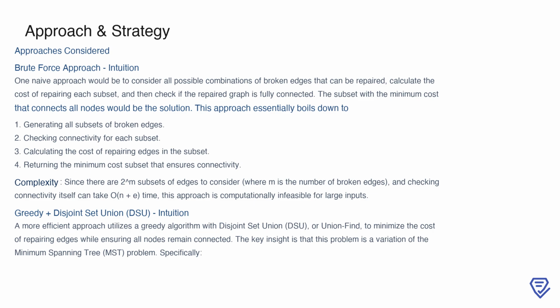Shifting gears, a more efficient strategy involves using a greedy algorithm combined with disjoint set union, or DSU. The key idea here is to treat the problem as a variation of the minimum spanning tree problem. By leveraging the properties of DSU, we can minimize the cost of repairs while keeping all nodes connected in a much more computationally efficient way.